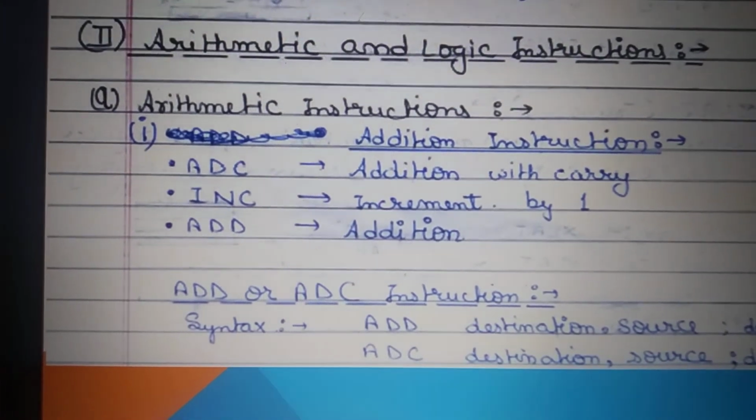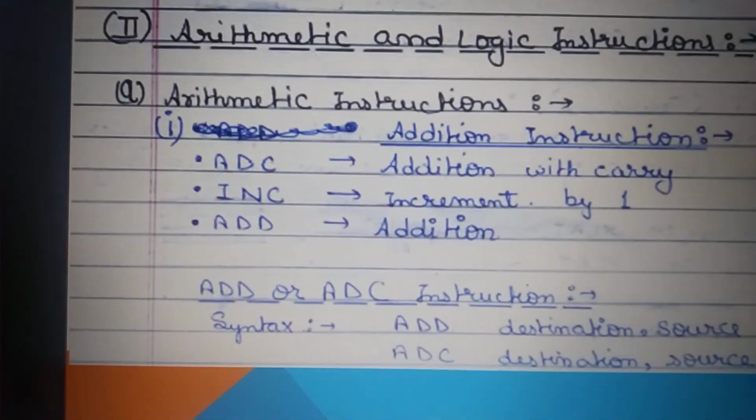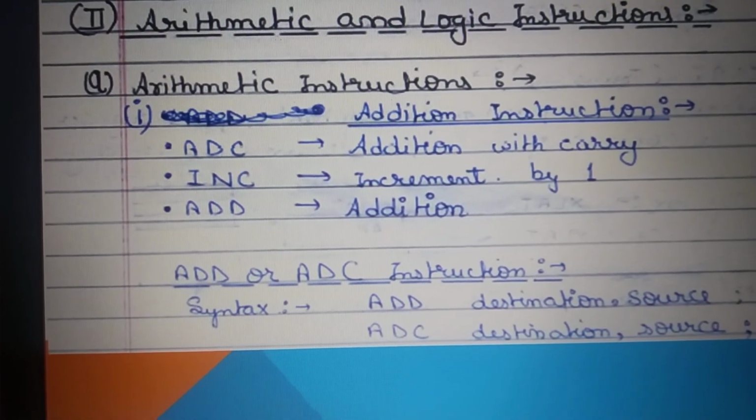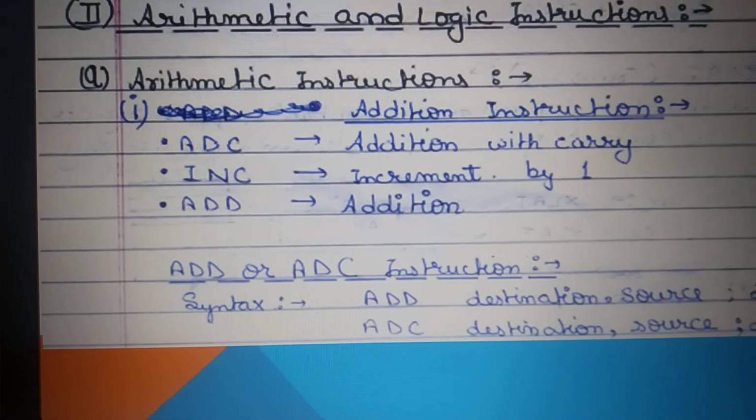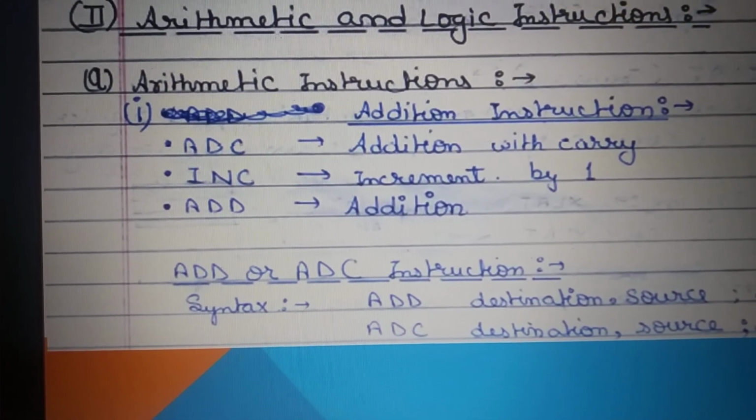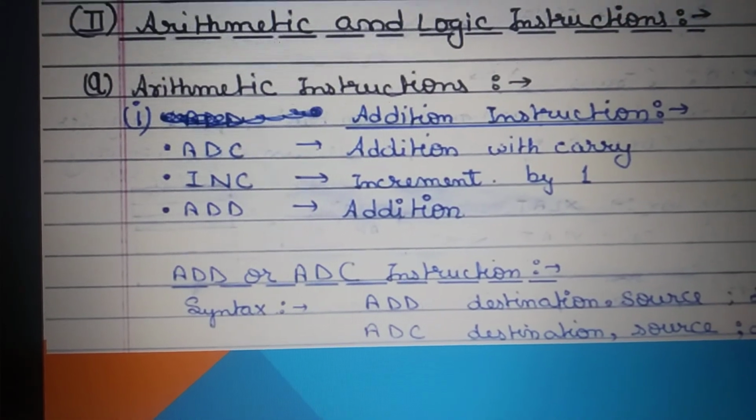First, we always note that in 8085, when we execute any arithmetic instruction, the accumulator is considered as a default operand. One of the operands is always considered to be the accumulator.